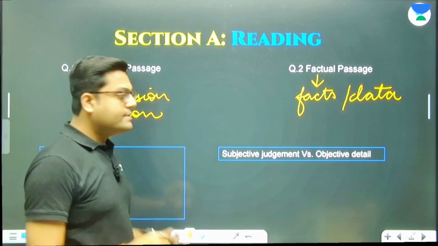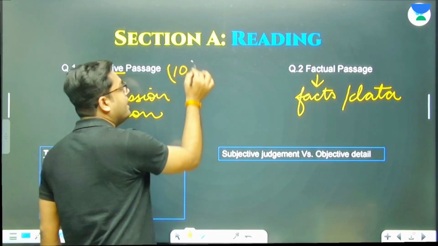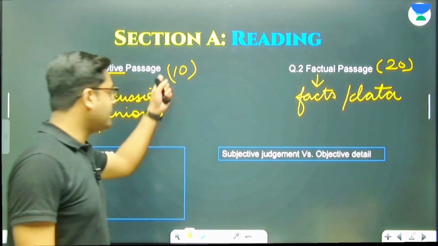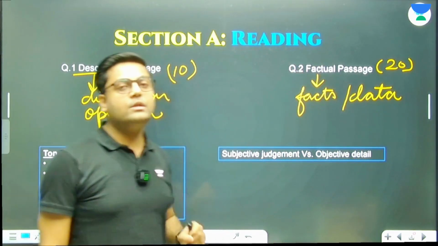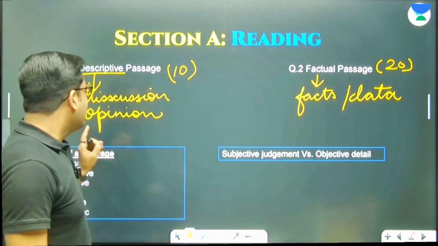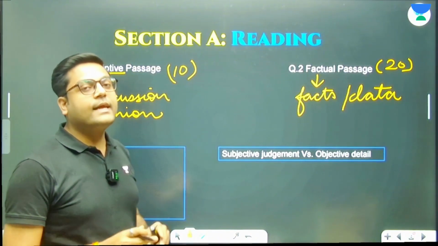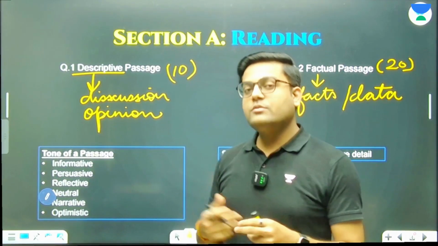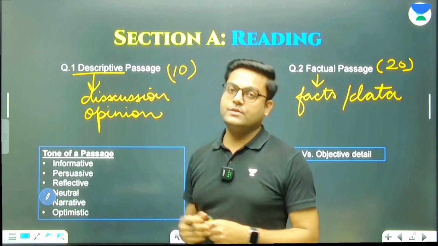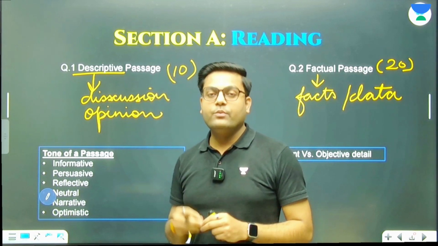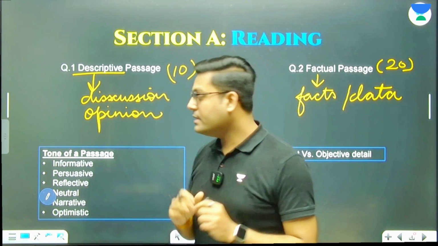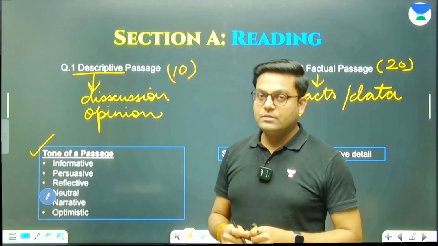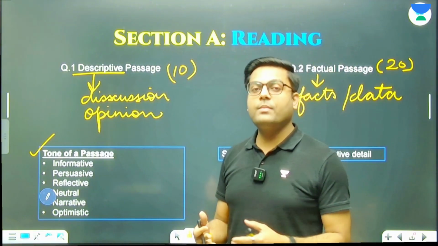Each question carries 10 marks. So in total, you are going to get 20 marks, right? 10 for this and 10 for this one. Now, oftentimes, students get confused when a different sort of question comes in the exam. Generally, when we solve the reading section, the question is directly asked, which you can find in the paragraph, but sometimes the examiner asks you about the tone of a passage. Now, there are some students who don't know about the tone of the passage.